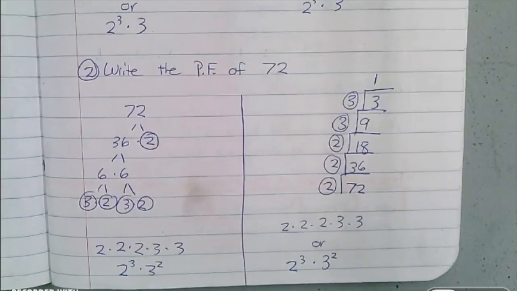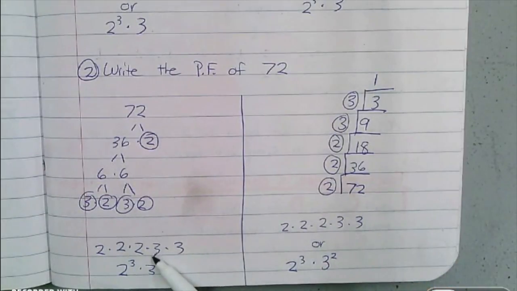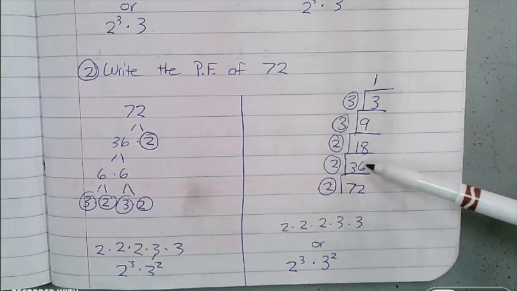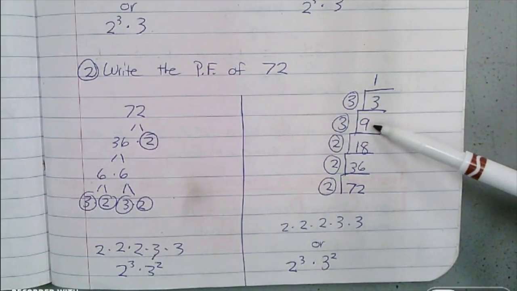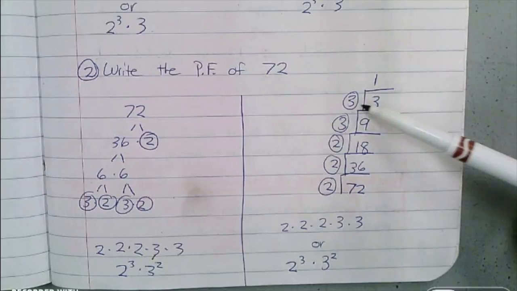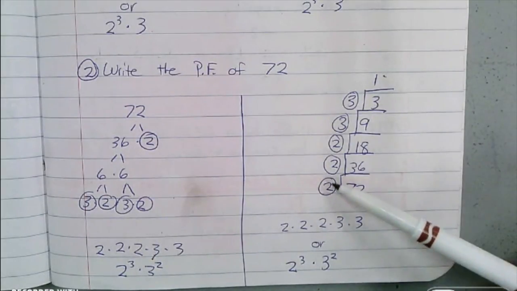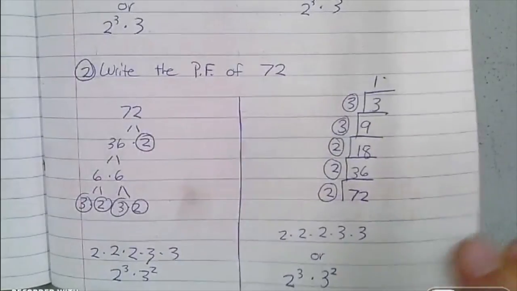Here's another example for 72. So over here, 72, I factored it out in my factor tree. Here's my birthday cake. 2 goes into 72 36 times. 2 goes into 36 18 times. 2 goes into 18 9 times. 3 goes into 9 3 times. 3 goes into 3 1 time. I have my birthday candle. Add those up. 2 times 2 times 2 times 3 times 3, or 2 cubed times 3 squared.